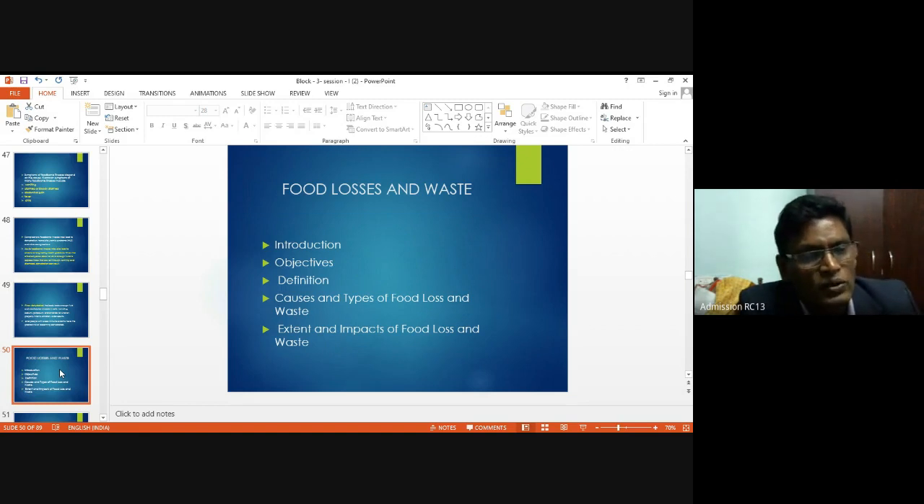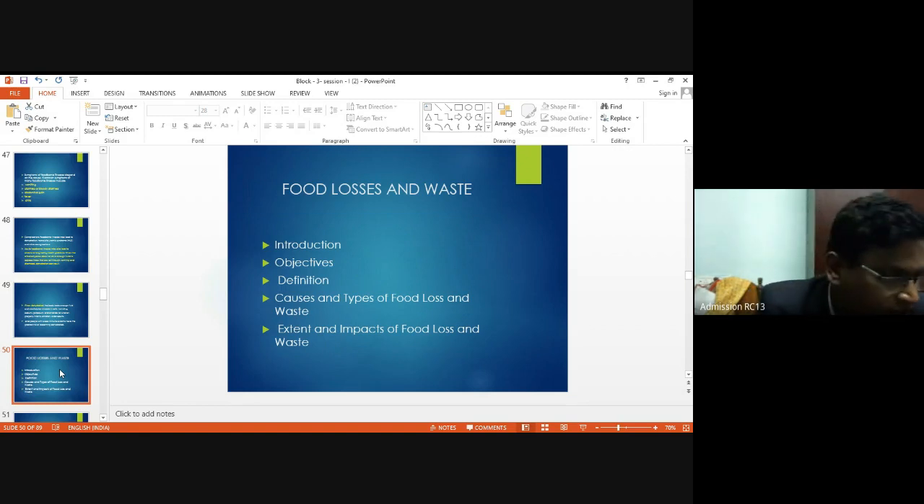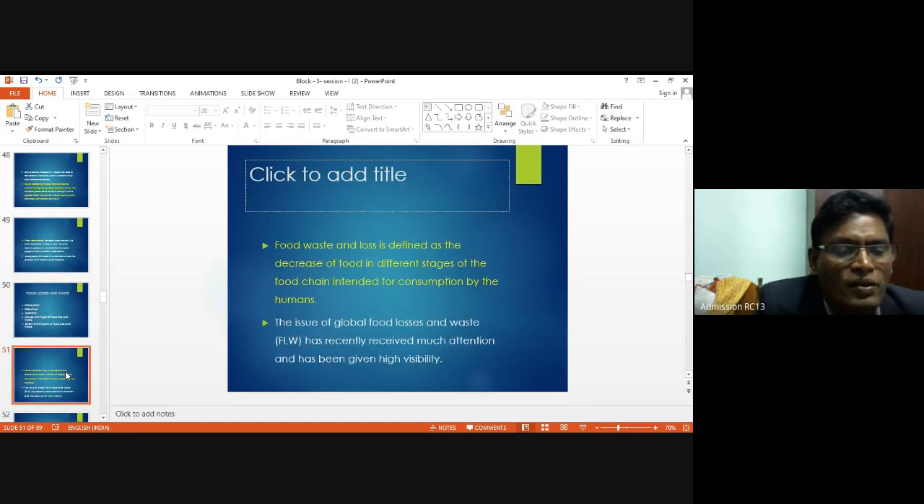And let me look at the other unit, food loss and waste. Let me see the introduction, the objective, definitions, causes and types of food loss and waste. As we know, food waste and loss is defined as the decrease of food in different stages of the food chain intended for consumption by humans.